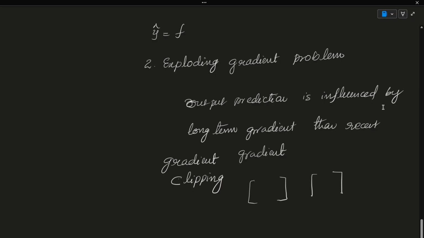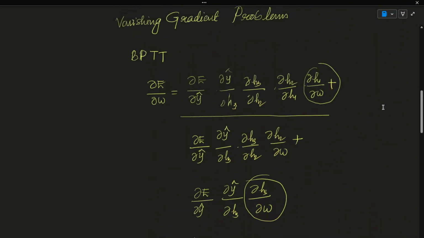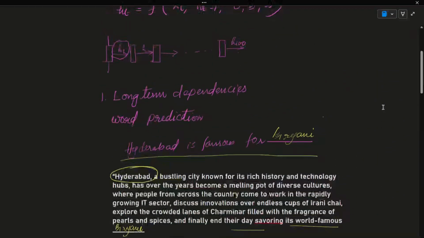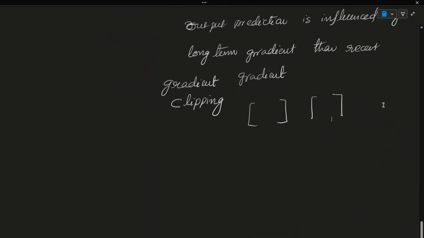So these two are the major problems with RNN, though they are expected to be effective with sequential data. To address these things, we have alternate architectures. One is LSTM, long short-term memory. Another is gated recurrent unit, which we will see in the coming lectures.